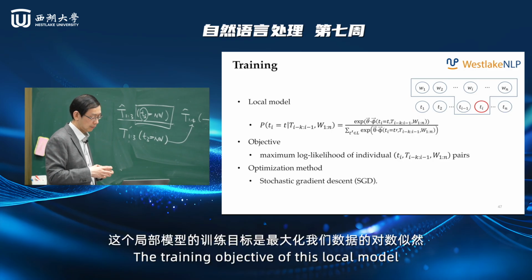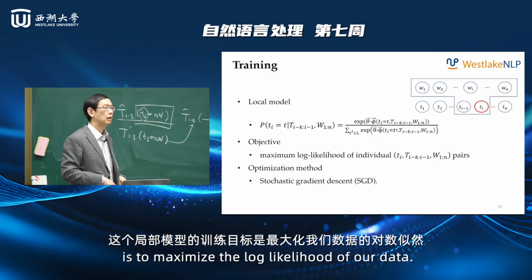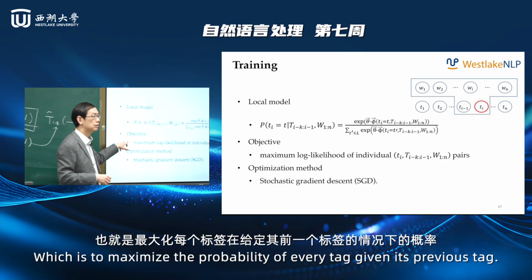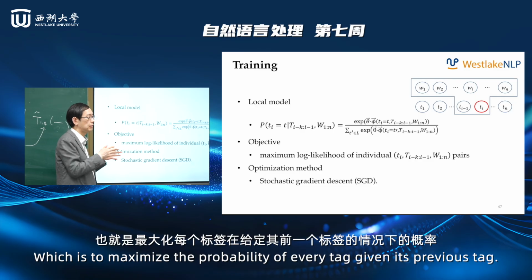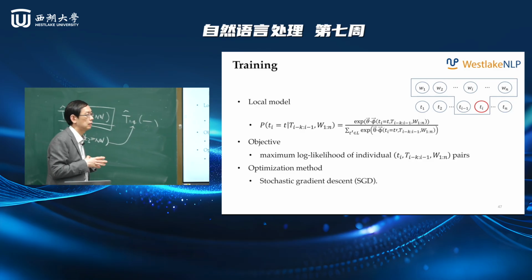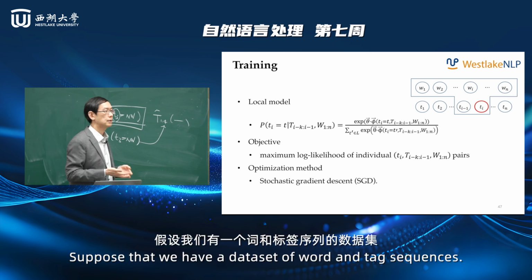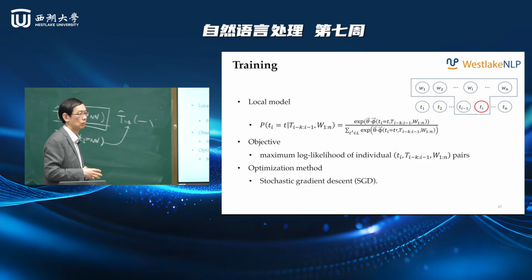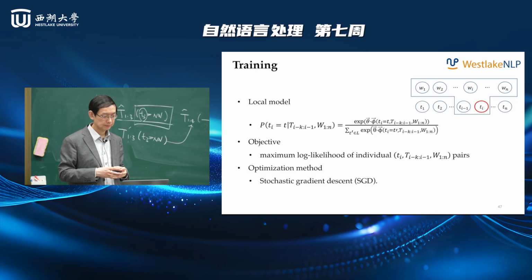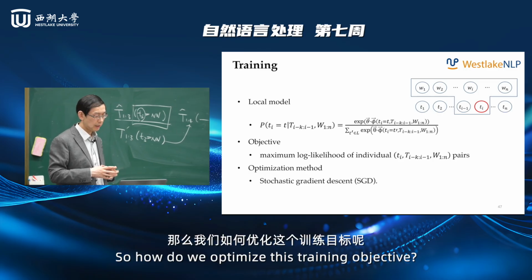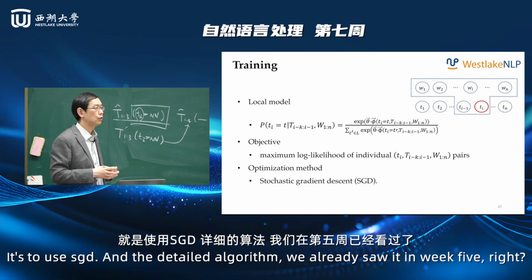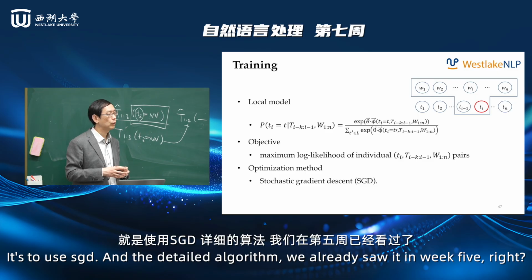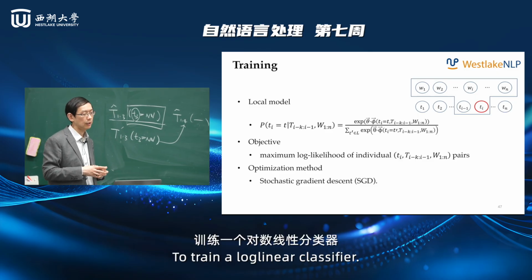The training objective of this local model is to maximize the log likelihood of our data, which is to maximize the probability of every tag given its previous tag, right? Suppose that we have a data set of word and tag sequences. So how do we optimize this training objective? We use SGD. And the detailed algorithm, we already saw in week 5, to train a log linear classifier.